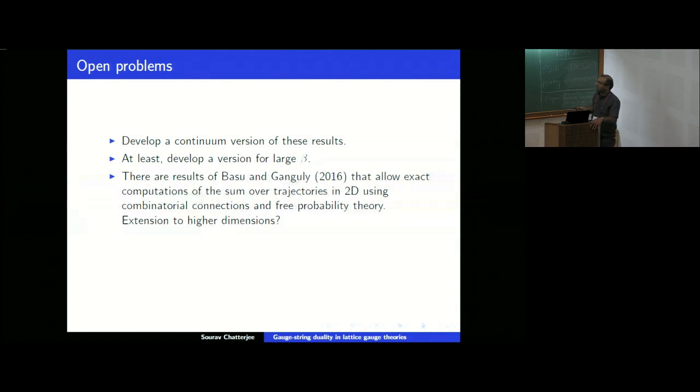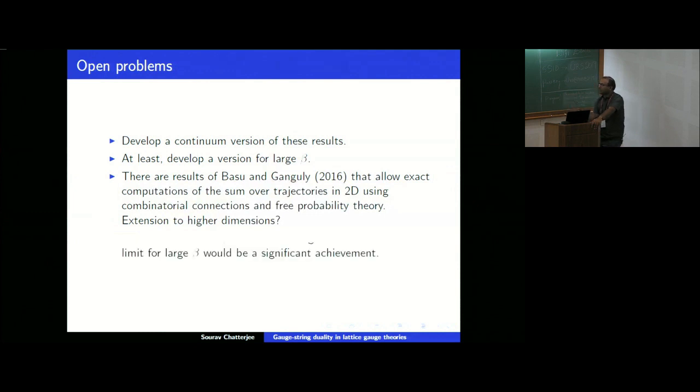Now, the question is whether you can actually do this calculation and get meaningful results. This was done in 2D using very nice combinatorial connections and free probability theory in this paper. So this is the sum over trajectories that you have, and the question is whether one can extend these results to higher dimensions. Whether one can start from this string theoretic representation that I showed you and get more information about these objects.